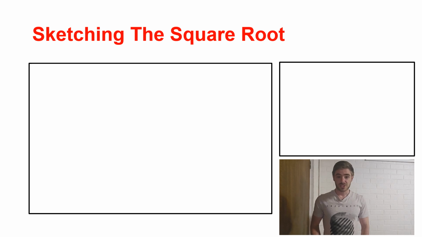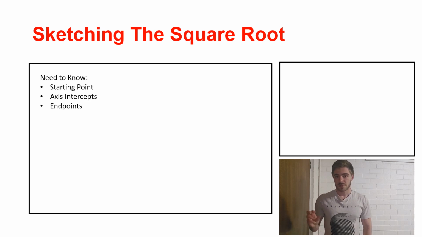So, when it comes to sketching the square root, you need to know three things: the starting point, axes intercepts, and endpoints.